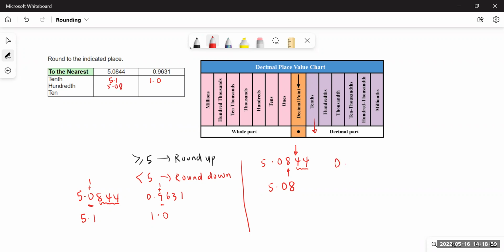And for 0.9631, the hundredths place is the 6. And the digit that follows 6 is 3, which is less than 5. So we're going to keep 6 as it is. This is also rounding down. And all the digits that follow 6 will reduce to 0.